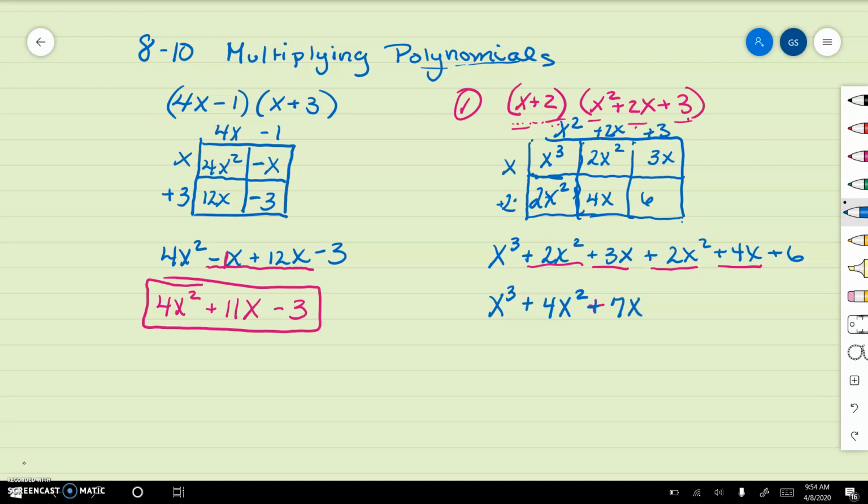And then we're going to take the constant, which is the 6. Put that at the end. There's no other constant terms, so it's just the 6. We box it. And we move on. If you need to take a minute and pause the video and catch up, please do so.